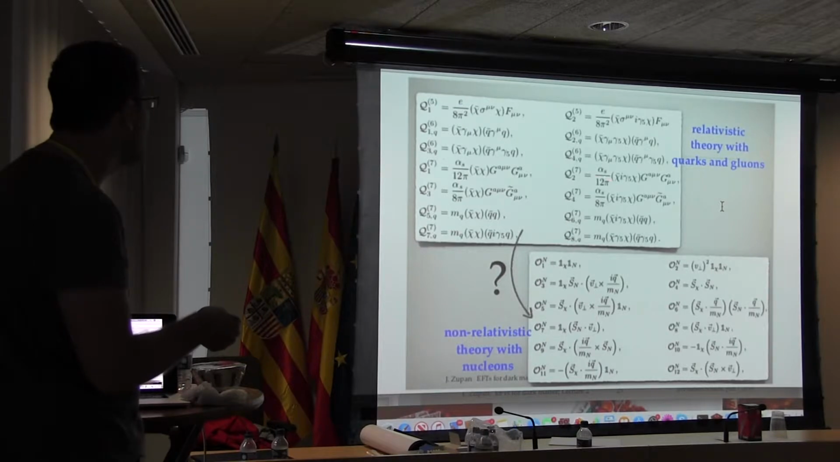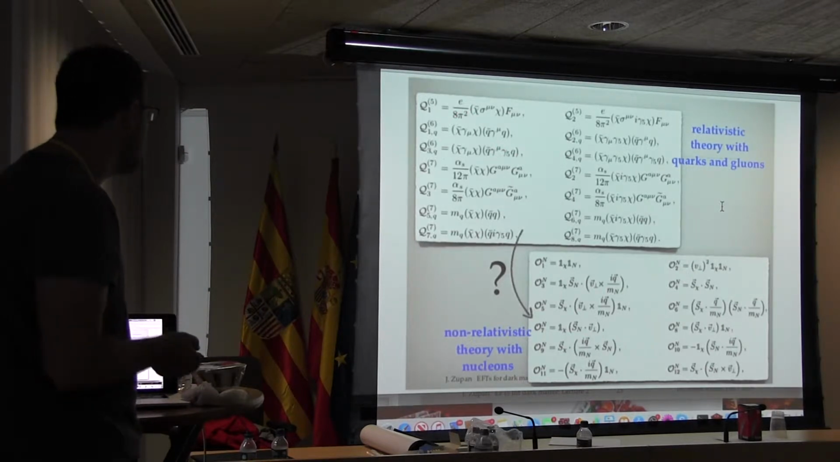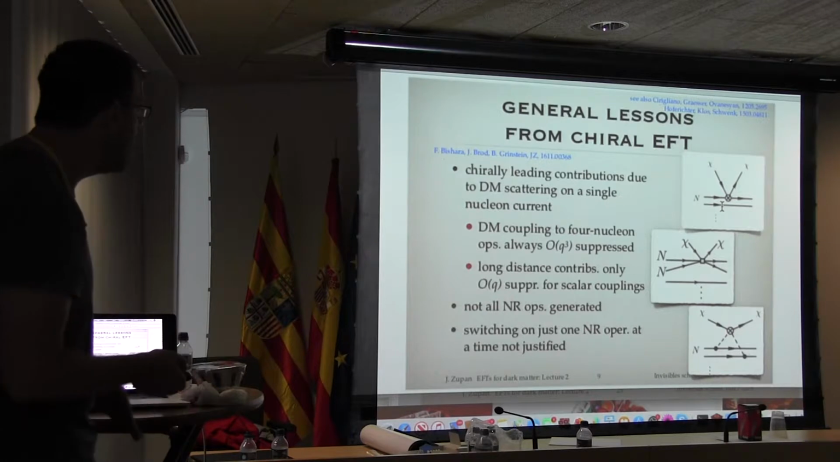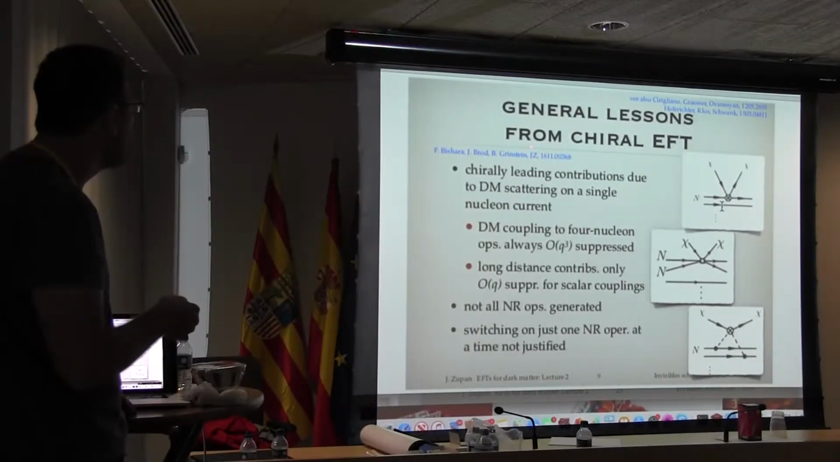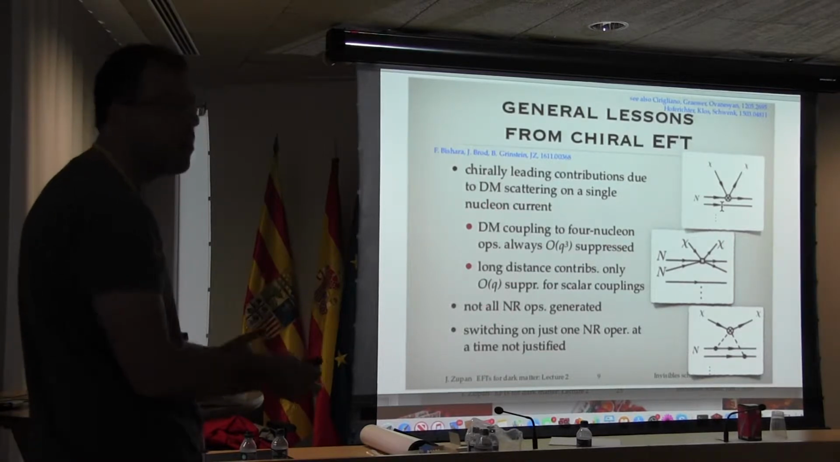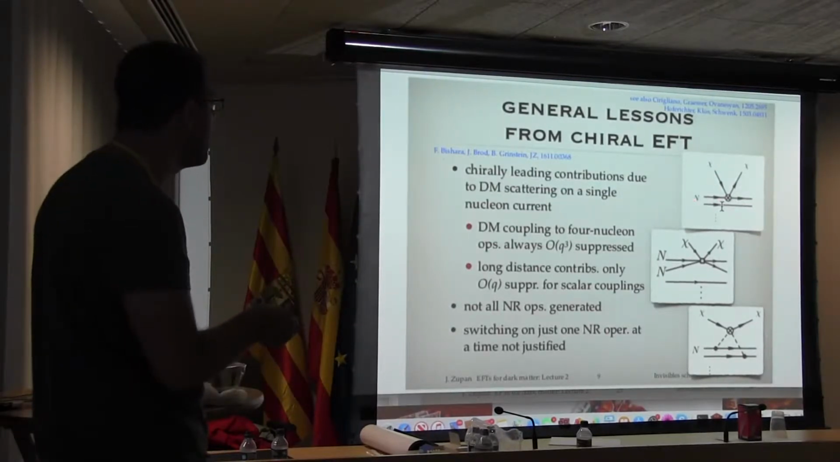And we asked the following question. If I have a formulation where I have dark matter coupling to quarks, how do I connect to the non-relativistic theory with nucleons? And we did quite a lot. I had this slide where I said what we want to learn, so there were general lessons that were promised. First, that the leading contribution is due to dark matter scattering on a single nucleon current. That we did. We suffered through many details, and we ended up with the statement that dark matter will scatter on one nucleon.